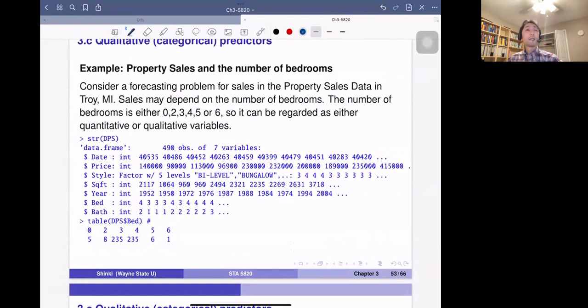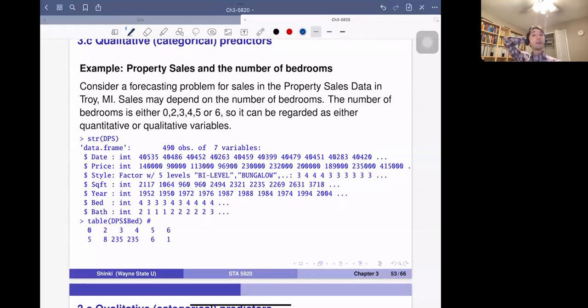The number of bedrooms is either 0, 2, 3, 4, 5, or 6 in this data set. There are no observations with one bedroom. And it can be regarded as either quantitative or qualitative. What does quantitative mean? That means 6 bedrooms is 3 times as many bedrooms as 2 bedrooms. So these are quantitative. 4 is between 2 and 6, just in the middle of 2 and 6.